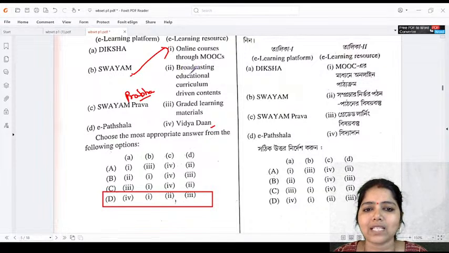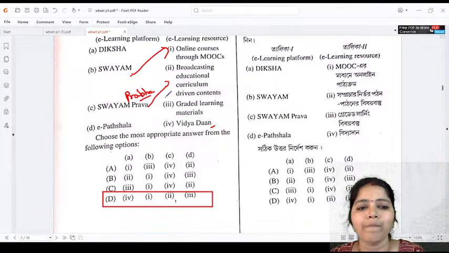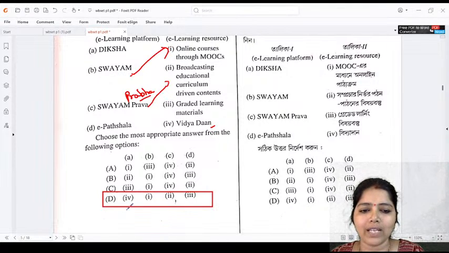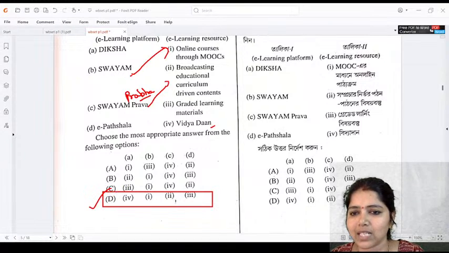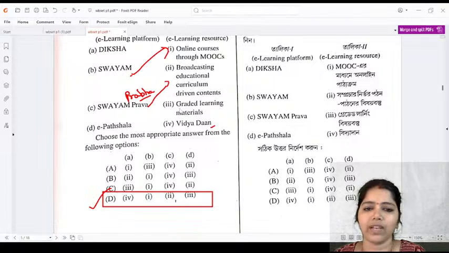Swayam Prabha is broadcasting, educational, curriculum-driven content. Right? So C is for 2. So only C2 is option D. So option D will be the right answer. Yes, learners? Yes, very good.